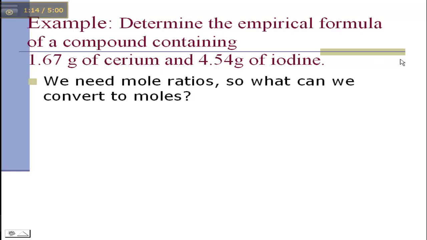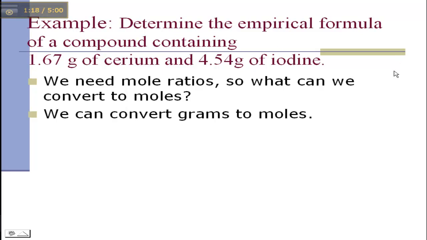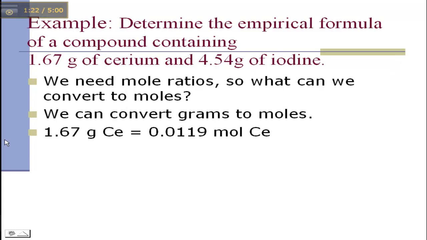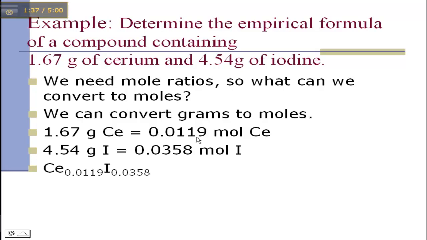What do we have in this problem that we can convert to moles? Well, we have grams. We can use the molar mass and convert from grams to moles. So 1.67 grams of cerium is equal to 0.0119 moles of cerium, and 4.54 grams of iodine is 0.0358 moles of iodine. So our ratio is 0.0119 to 0.0358. So if we put that in a formula, it looks like this.